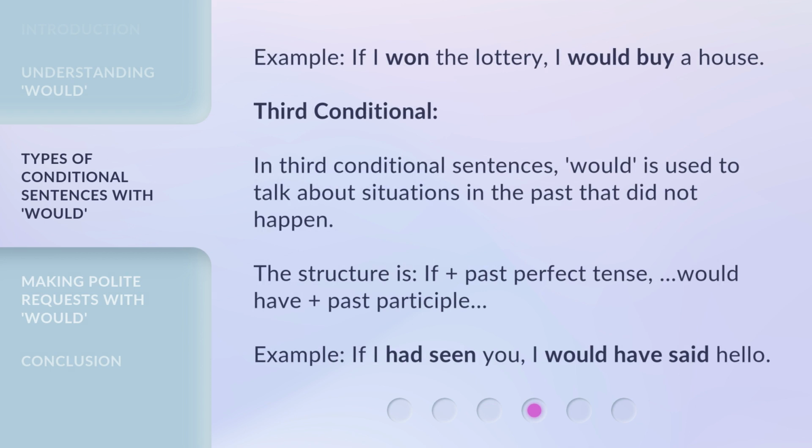Third conditional. In third conditional sentences, would is used to talk about situations in the past that did not happen. The structure is if plus past perfect tense, would have plus past participle. Example: if I had seen you, I would have said hello.